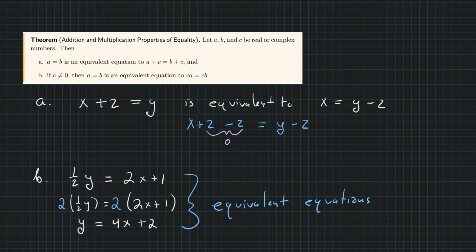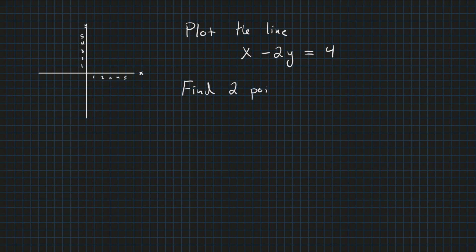And so that's the point here, is that we'll want to find equivalent equations. So how does this help us find lines? When we write an equation of a line, say we want to plot the line x minus 2y is equal to 4, in order to plot the line, we need to find 2 points. And so how do we do so? Well, any points may work.